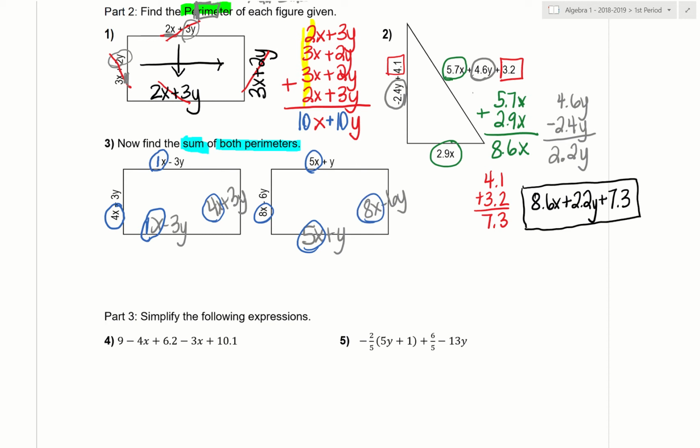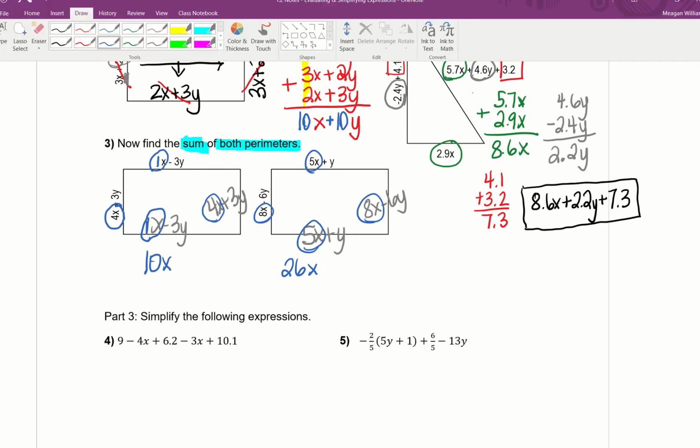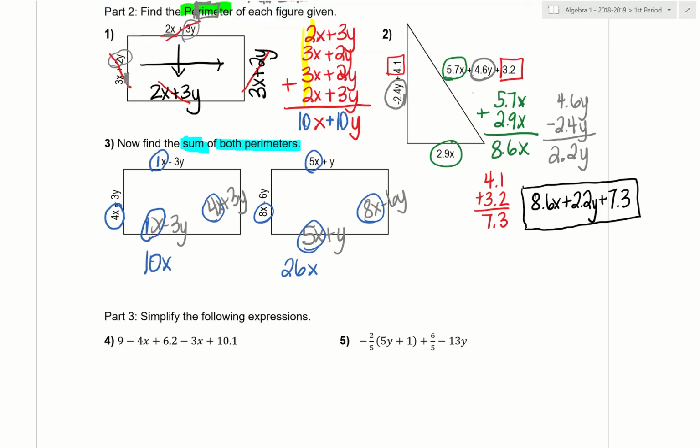Now, my classes last time wanted to do one rectangle at a time, so that's what I'll do, but then I'm going to check my answer. So I've got a 4, a 4, a 1, and a 1 to give me 10 x's here. And then I've got an 8, a 5, and a 5 to give me 26 x's here. Then I'm going to work with my y's. Sorry this is taking so long. I've just got to change colors.